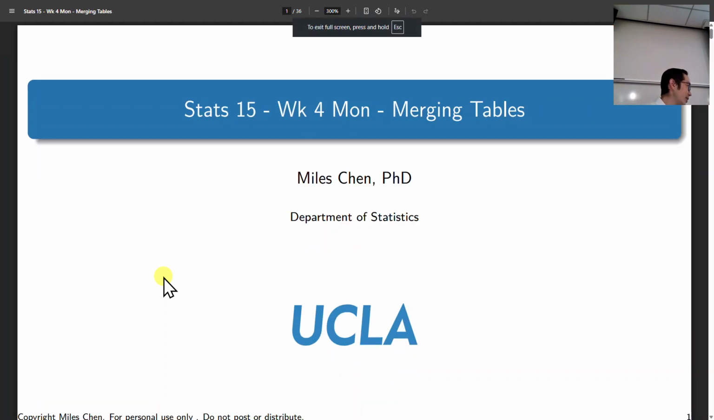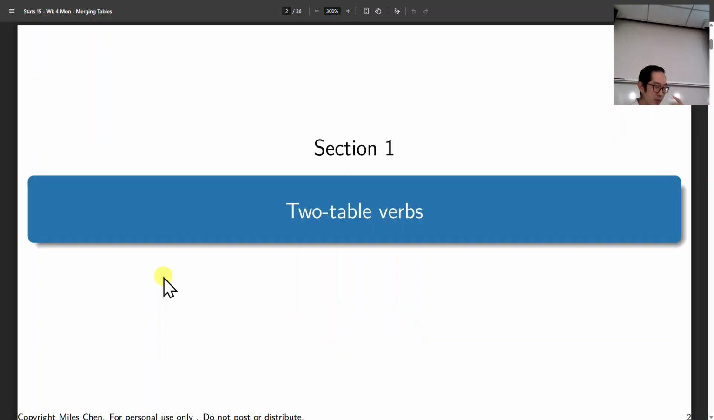So we'll talk about merging tables. This is an important idea because a lot of times the information you need is spread across multiple tables, right? So you have kind of your big table that has a lot of the stuff you need, but maybe you also have other information that you need to link up with your table. And so we have to talk about merging our tables together, okay?